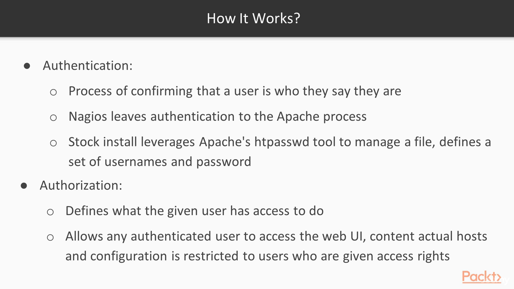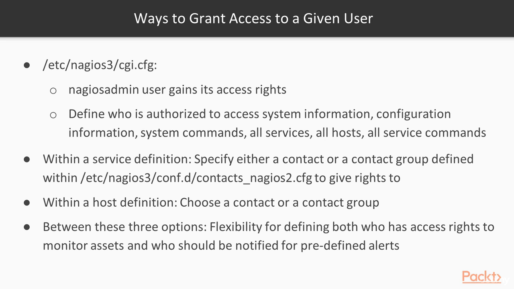Authorization. This defines what the given user has access to do. The default configuration allows any authenticated user to access the web UI, but content about actual hosts and configuration is restricted to users who are given access rights. There are several ways to grant access to a given user. /etc/nagios3/cgi.cfg. This is the way that the nagiosadmin user gains its access rights. Among other configuration settings, this file contains variables that define who is authorized to access system information, configuration information, system commands, all services, all hosts, all service commands, or all host commands.